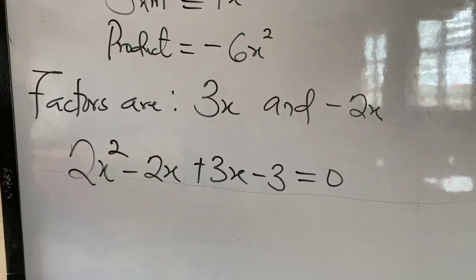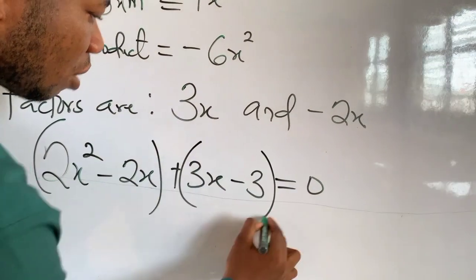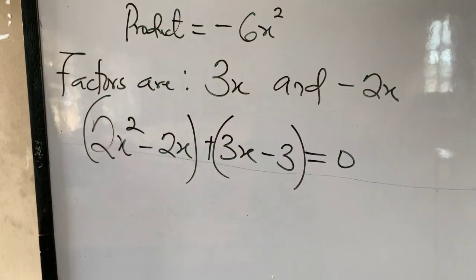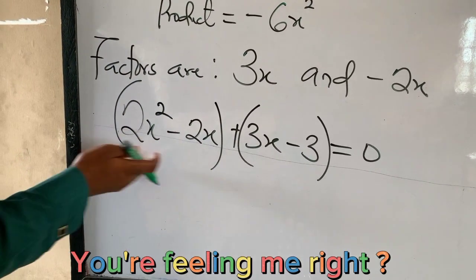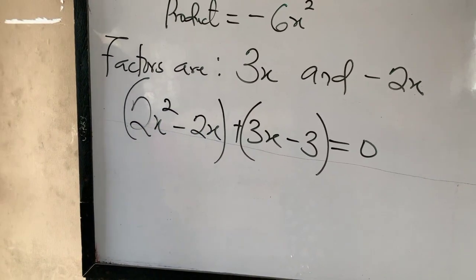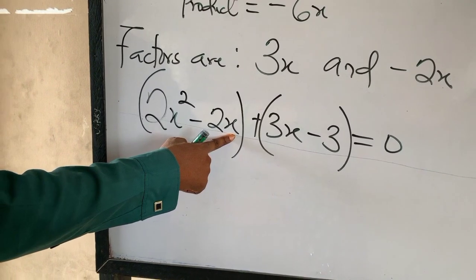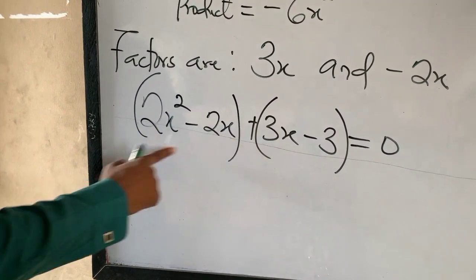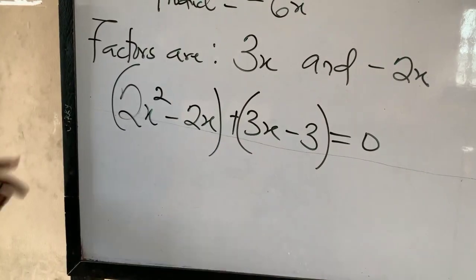So once you have successfully done this, you bracket them one after the other in order to be able to factorize. So looking at these two brackets, you ask yourself, what is common between this and this? What is common? You can see x here, you can see x here. There is x here, there is x here. You can see 2 here, there is also 2. So which means that 2x is common. We bring it out.